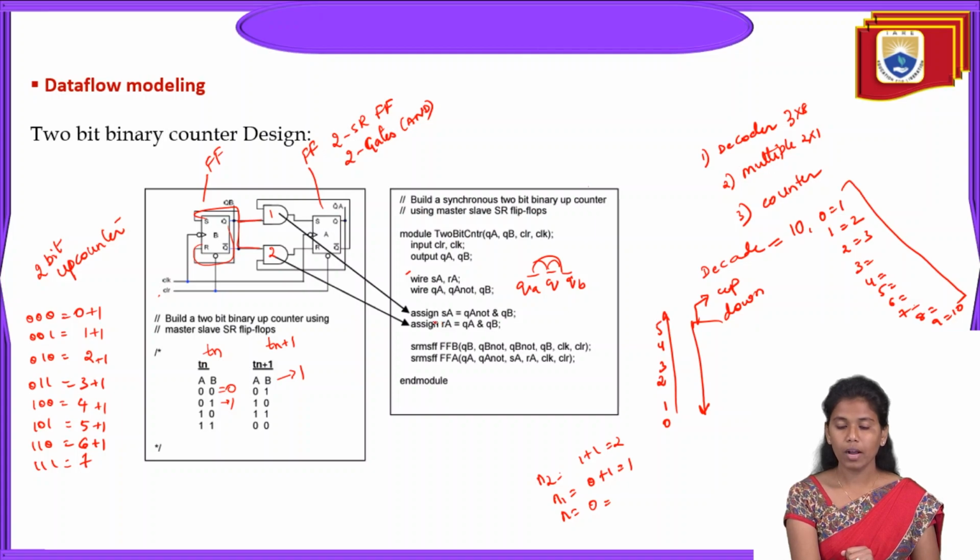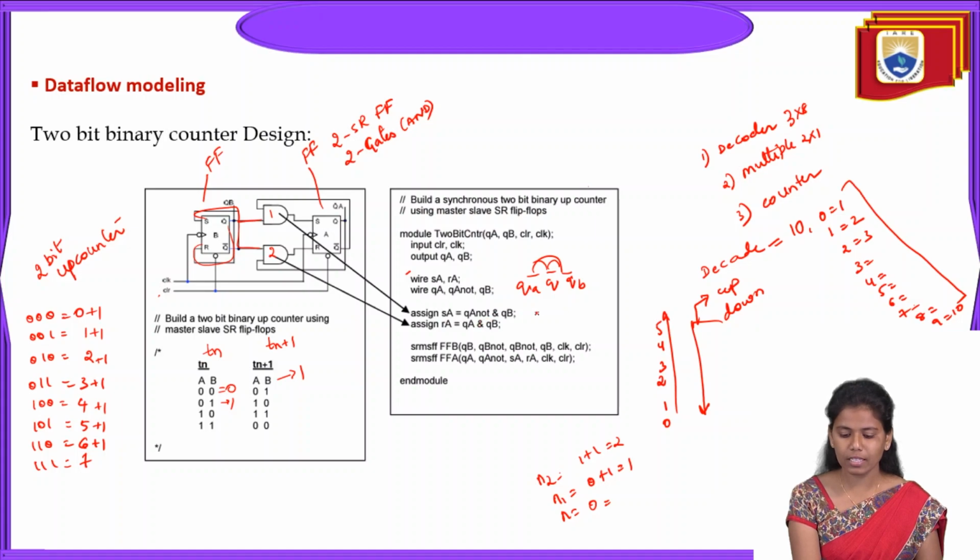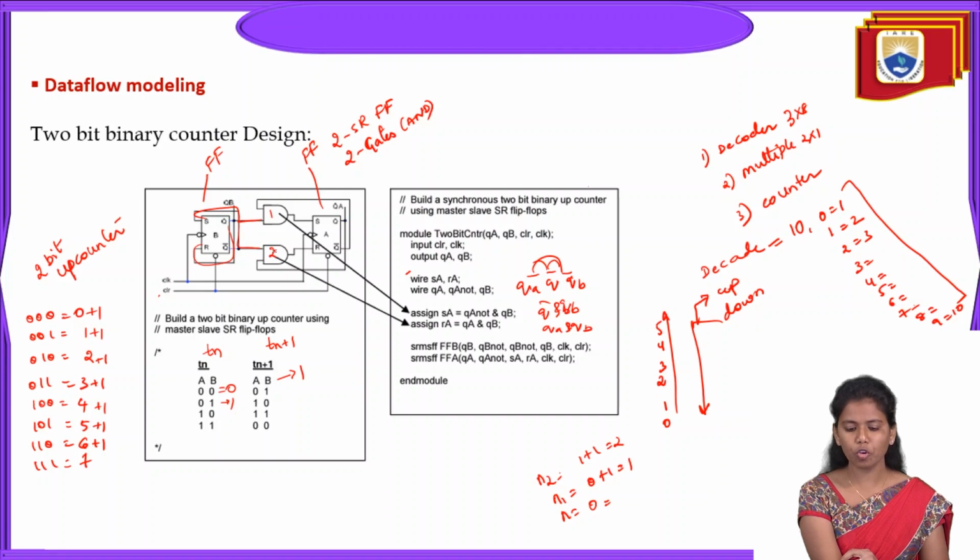Then assign. I am writing my code in the assign data flow modeling style, so I have to mention the assign keyword. Assign SA is Q naught A and QB. And then assign RA, that is QA and QB. So this is QA and QB, and this is Q naught A and QB.